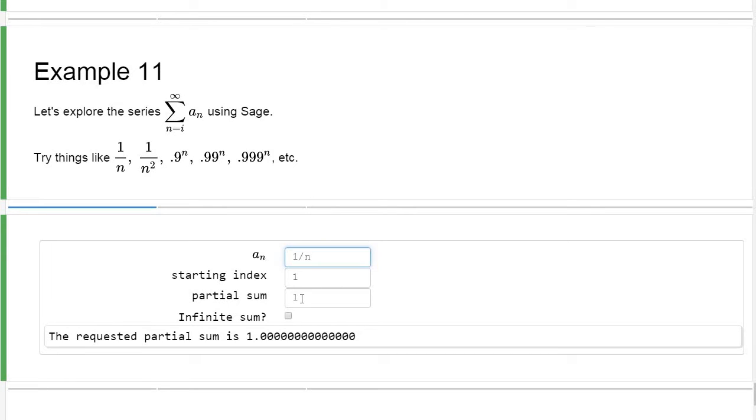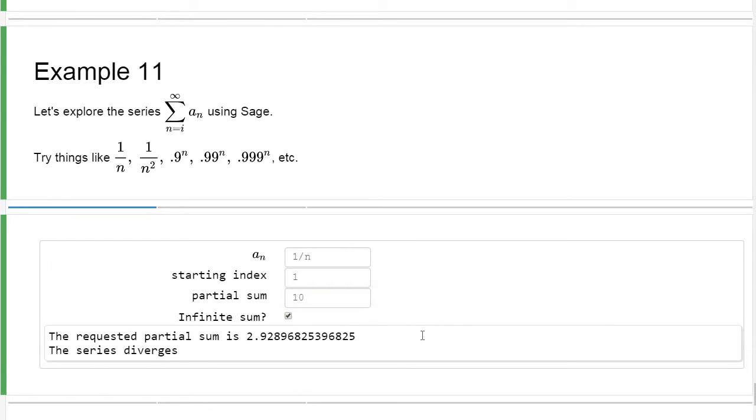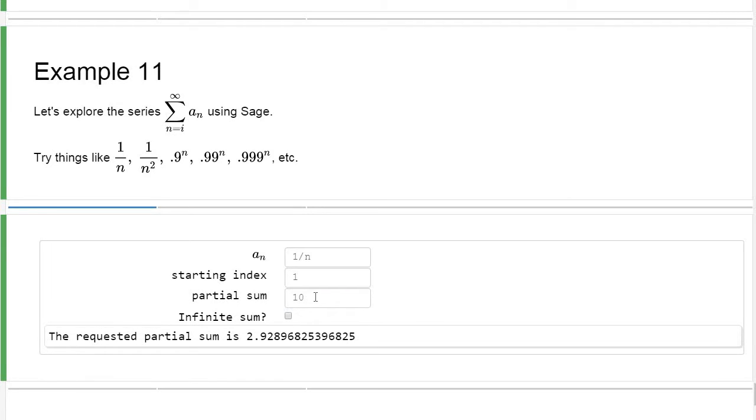This says, which partial sum do you want? So you put 10 in there, and it will tell you the partial sum. If you want an infinite sum, you can check this box, and this one diverges. And if you don't want to worry about the infinite sum, you can uncheck that. For some series, it might go slow. So let's take the 100th partial sum. And when you do that with 1 over n, you can see that these just get bigger and bigger and bigger. Here's the 1000th partial sum. And the numbers just keep going up.